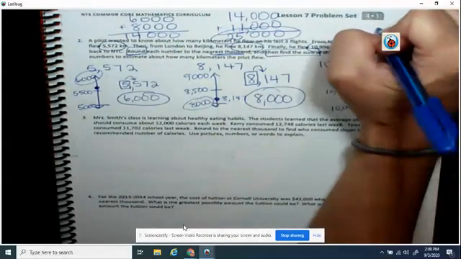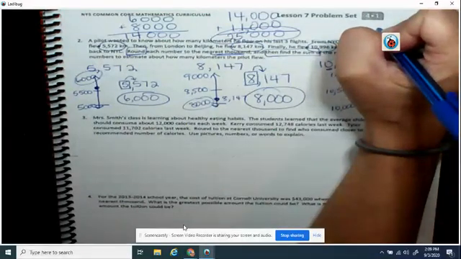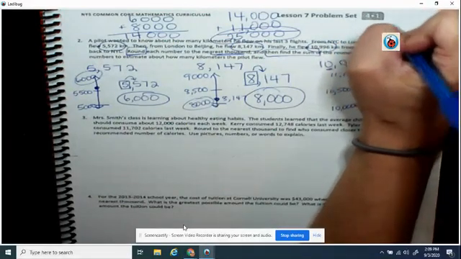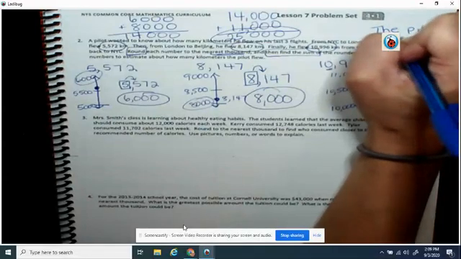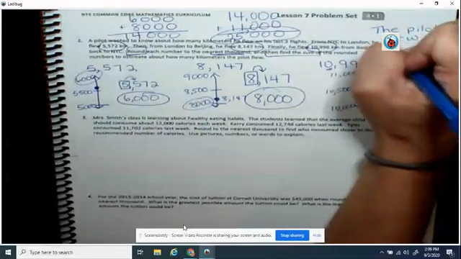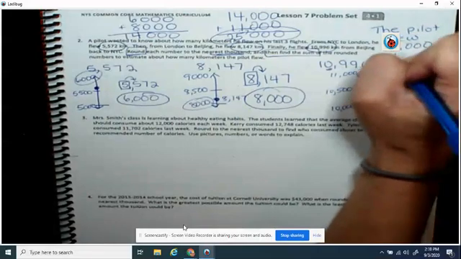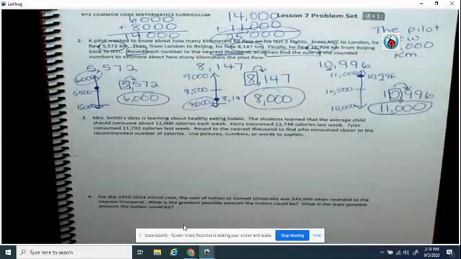We're going to say the pilot flew 25,000 kilometers. All right, guys, great job.